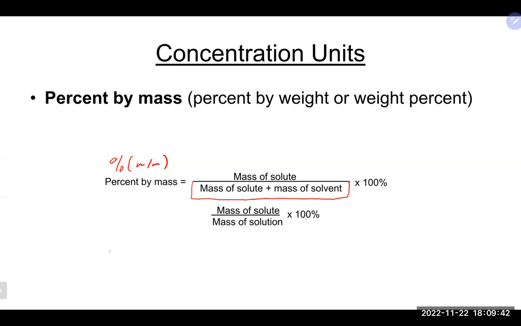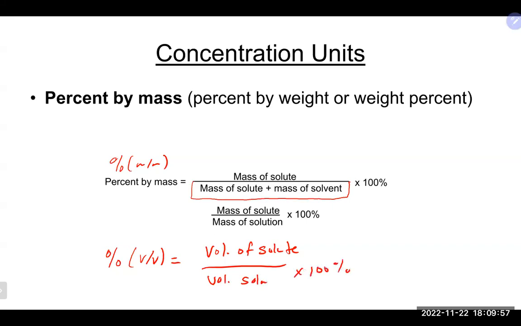Some other percent concentrations we talked about: percent volume to volume, which is the volume of solute divided by the volume of solution times 100%. We also talked about percent mass to volume, which is kind of like density, the mass of the solute over the volume of solution times 100%. So remember that these are three concentration units. If you're given the percentage, you can also turn them into conversion factors, like I think we talked about when we were doing all the molarity in those chapters.